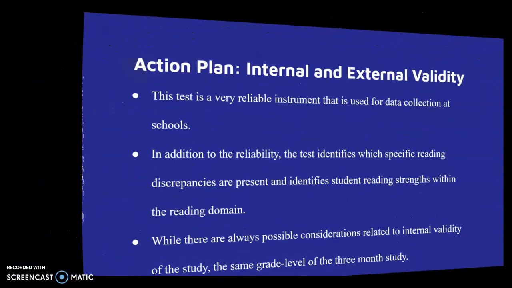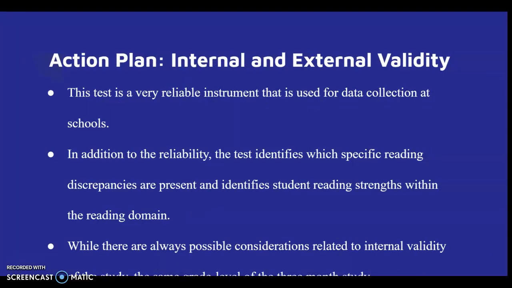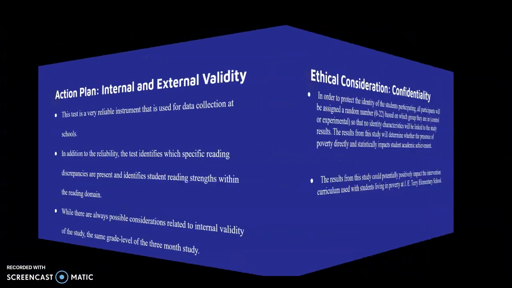Now let's look at the action plan on the internal and external validity. The test is a very reliable instrument that is used to collect data in schools. In addition to the reliability, the test identifies which specific reading discrepancies exist and identifies students' reading strengths within the reading domain. And while there are always possible considerations related to the internal validity of the study, the same grade level will be taking the assessments over that 3-month study. So by working collaboratively with the previously mentioned learning partners and students, there will be an increase of reliability, validity, and control within the experiment.